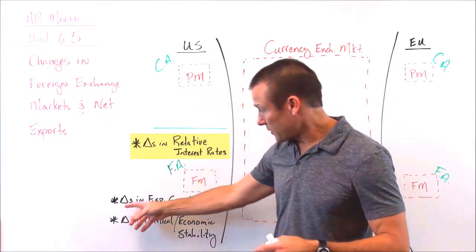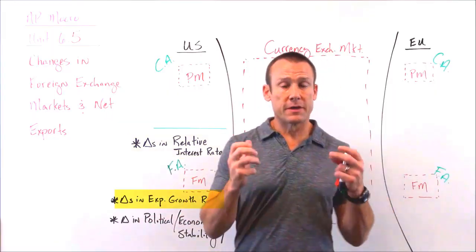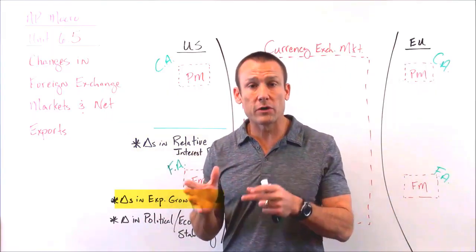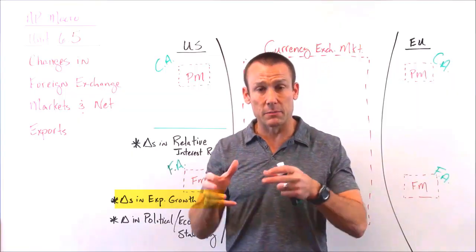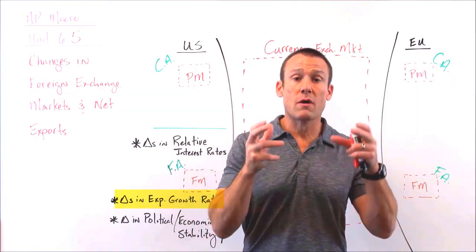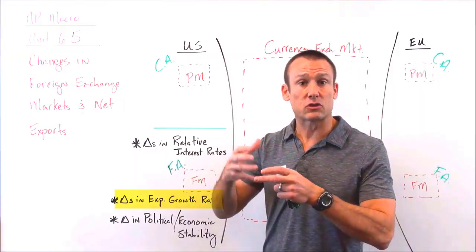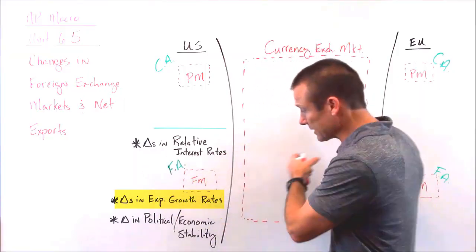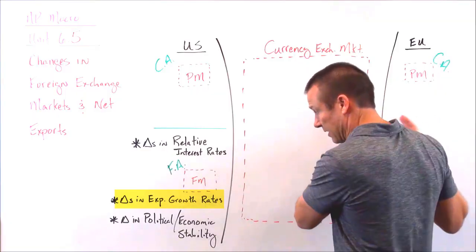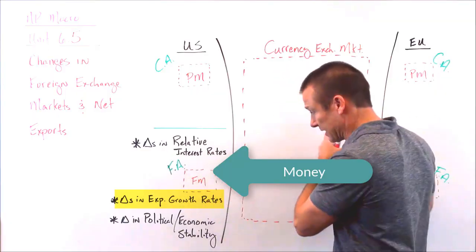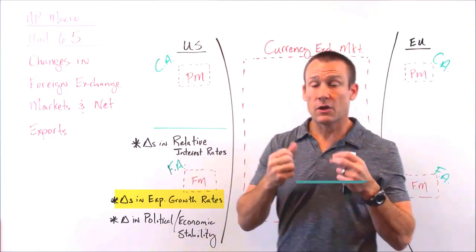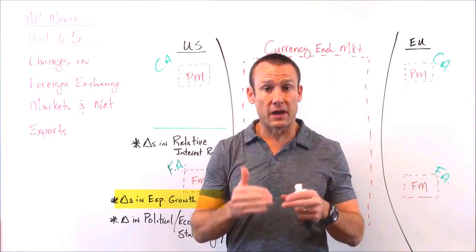Now, let's talk about changes in expected growth rate. Now, this one's super important because where do you want your money to be? You want your money to be in countries that you expect to grow faster, right? So if, say, all of a sudden we expect the United States to grow faster, again, financial capital is going to come this direction, okay? And as financial capital comes this direction, what's going to happen? Well, of course, the dollar is going to appreciate.